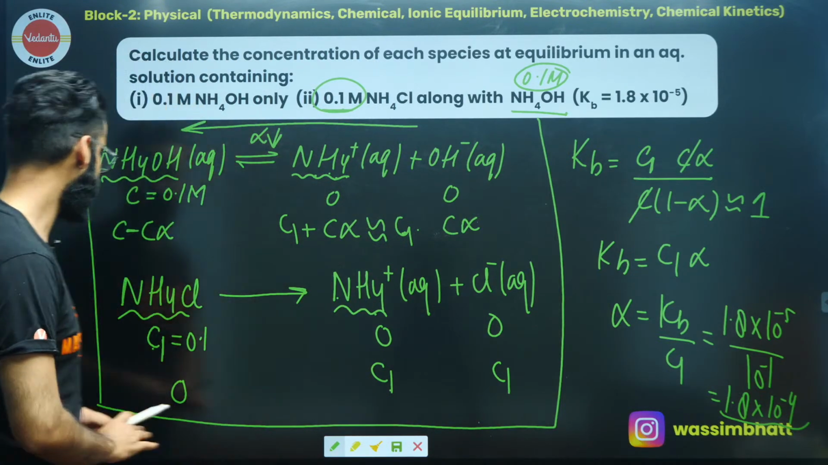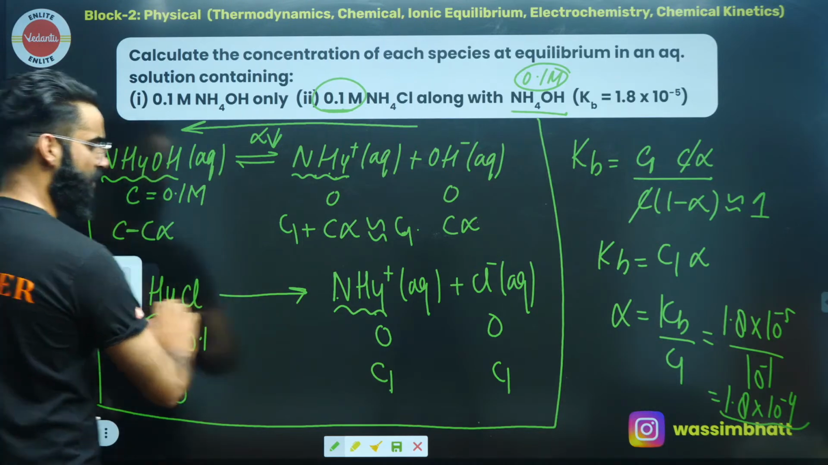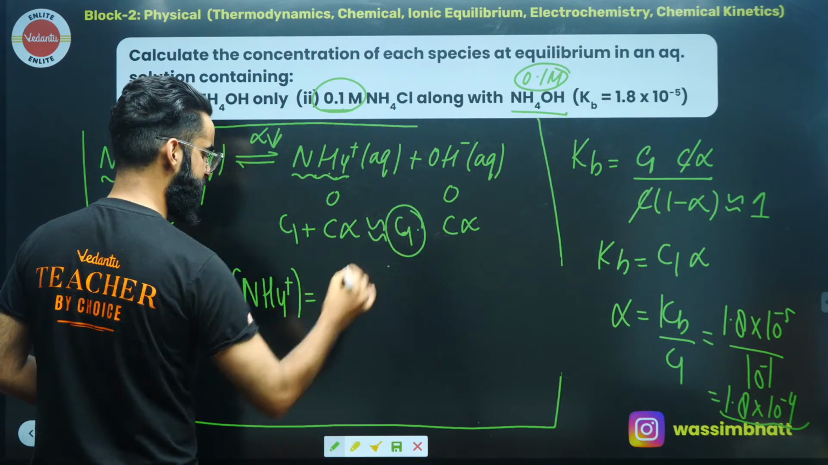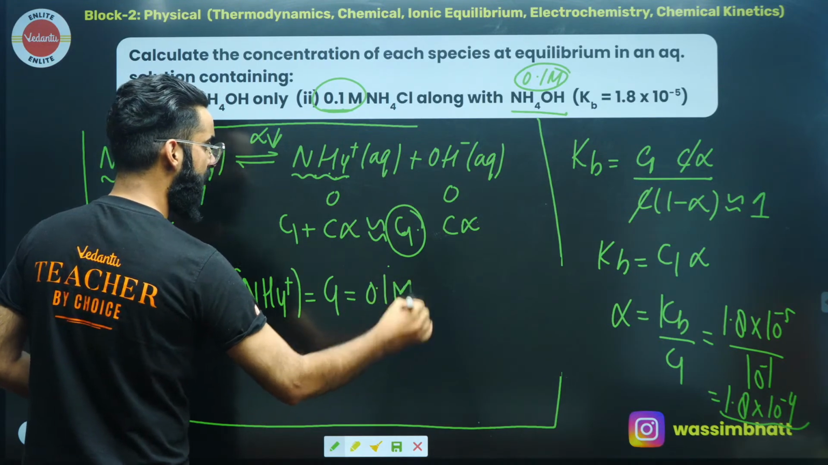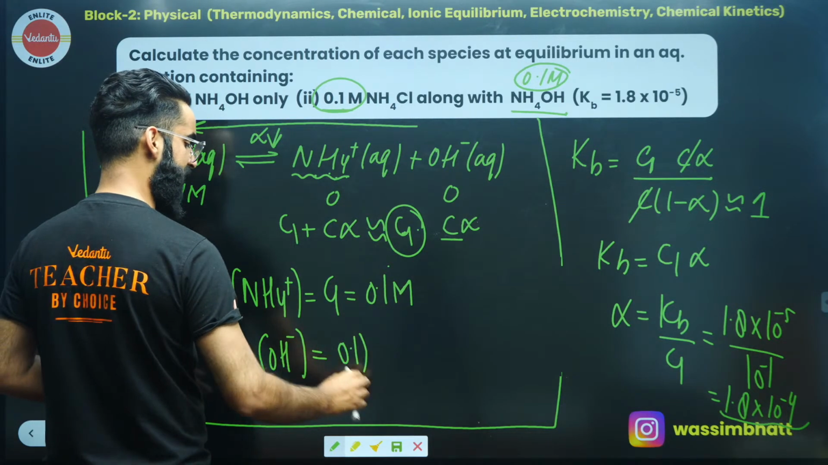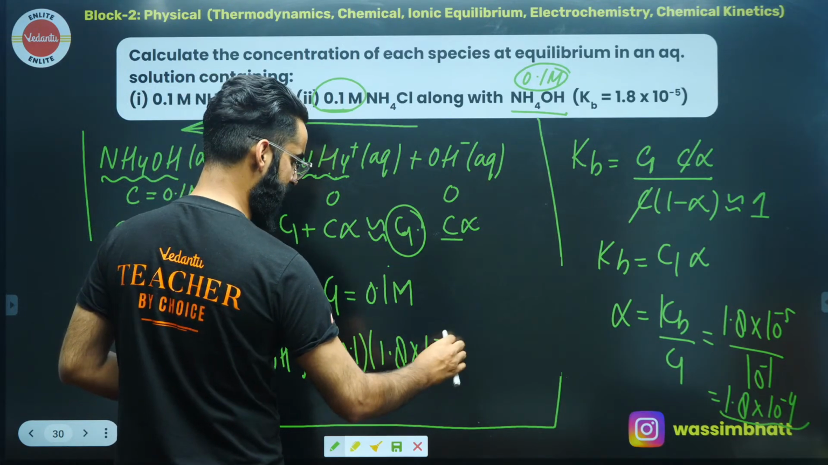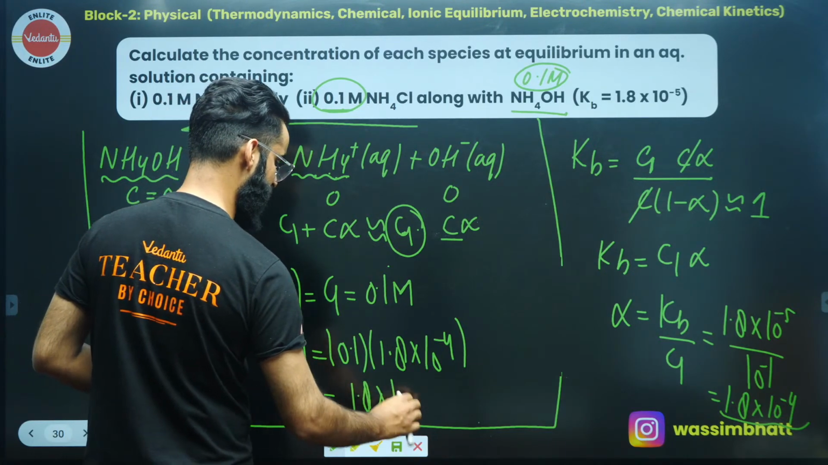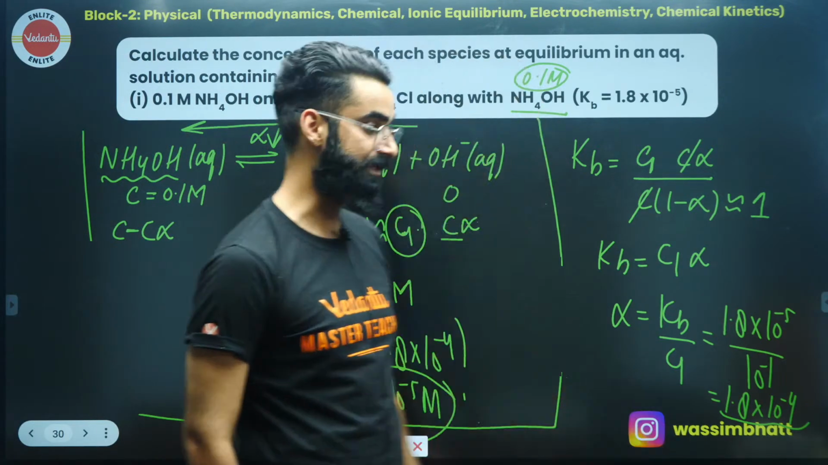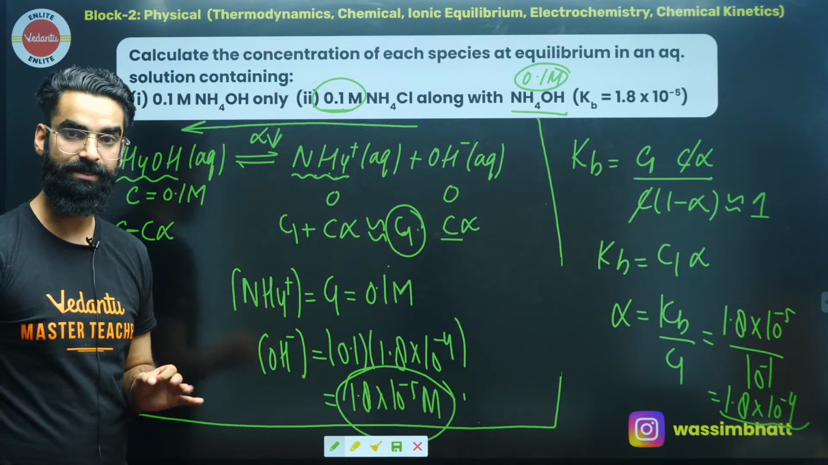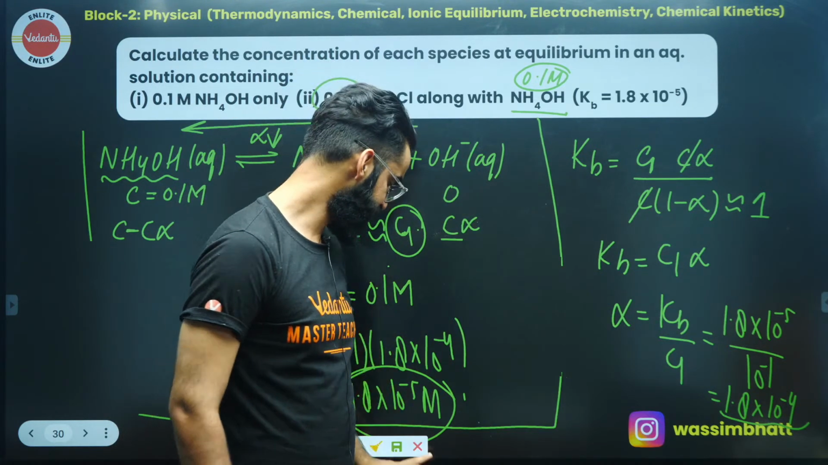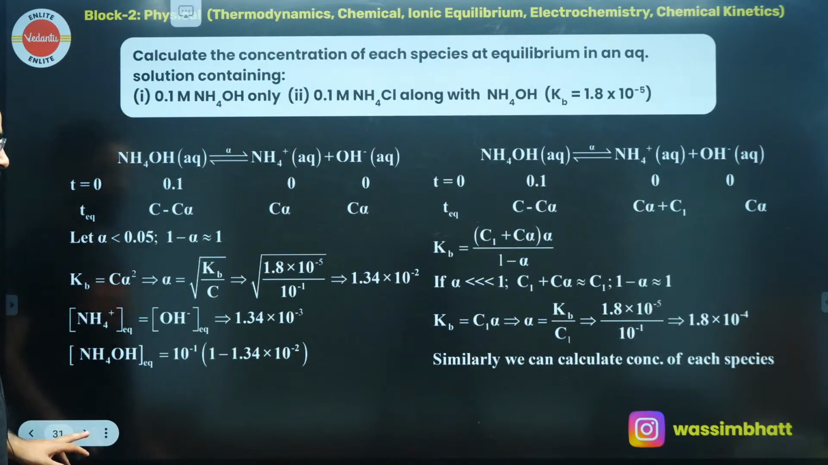Since you got the new alpha, what are we supposed to calculate? The concentration of each ion. So the concentration of NH4 positive in the container finally is equal to C1, and the C1 value is 0.1 molar. The concentration of OH negative in the container finally at equilibrium is going to be C alpha. The C value you already know is 0.1, and the alpha value you have calculated is 1.8 into 10 raised to power minus 4. So this is going to be 1.8 into 10 raised to power minus 5 molar. This is the concentration of OH negative in the container at equilibrium at the end, right? I'm sure you can solve this sort of question from now on. Perfect. That was a question based on the common ion effect, and this sort of approach is also used in questions based on solubility as well, right?